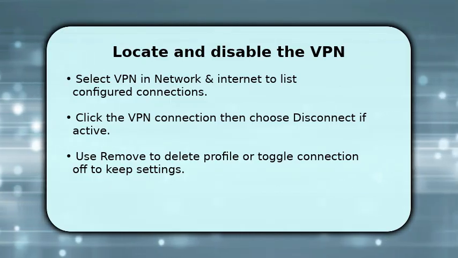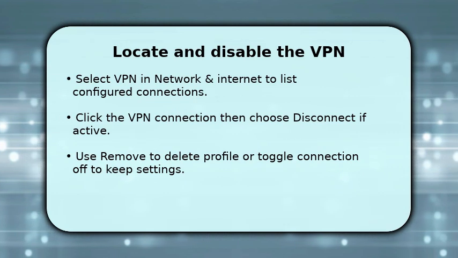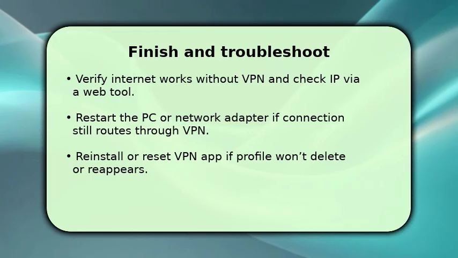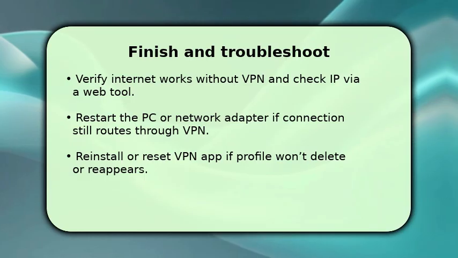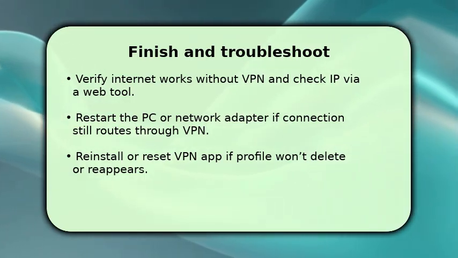After disabling or removing the VPN, confirm your internet works and that your IP/address no longer reflects the VPN. This verifies success. If traffic still routes through the VPN, restart Windows or right-click the network adapter in Device Manager and disable then enable it.